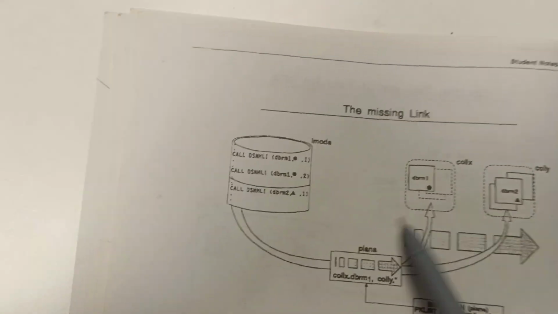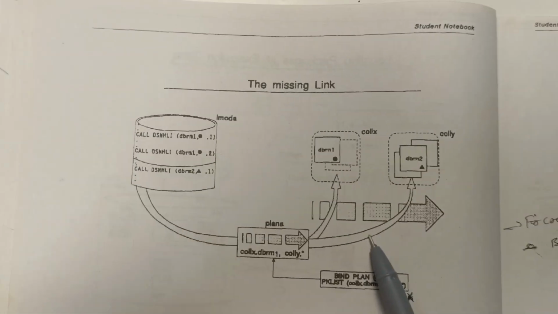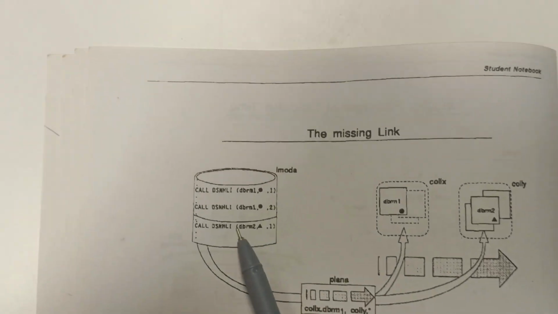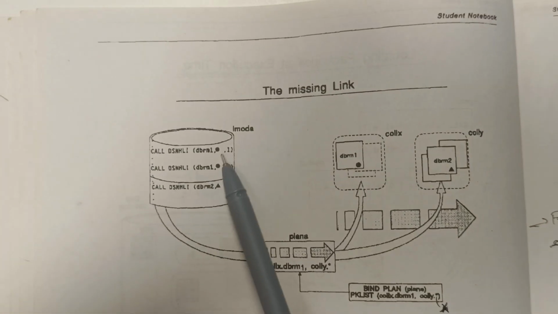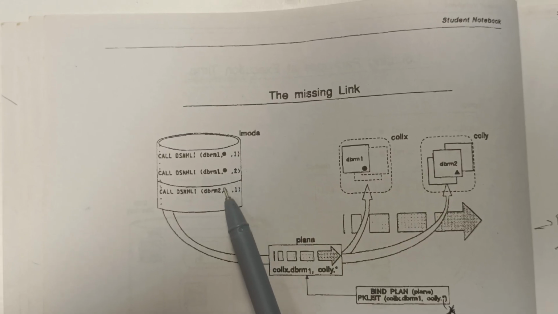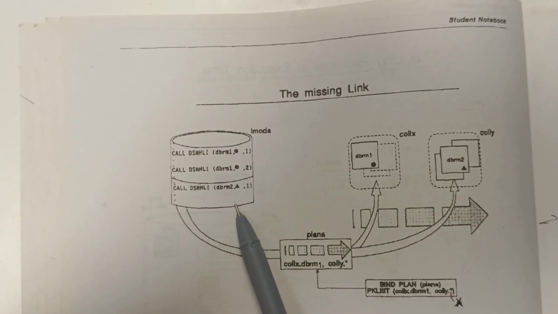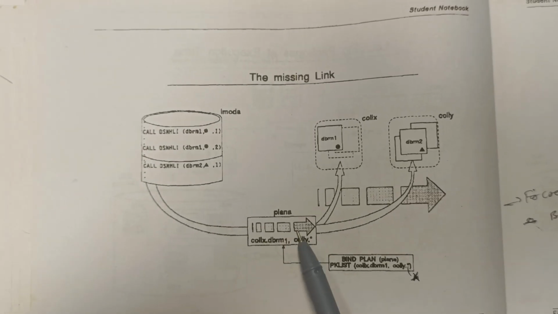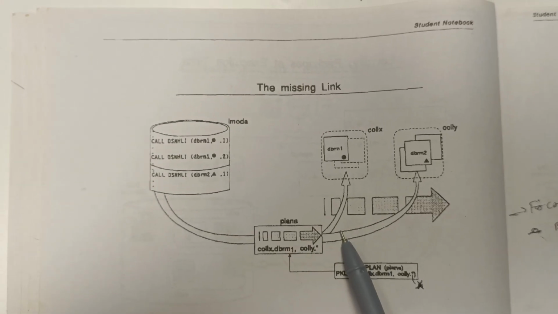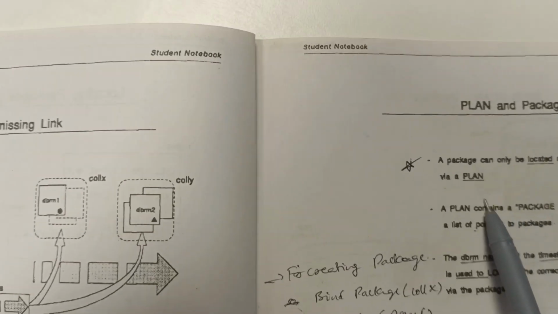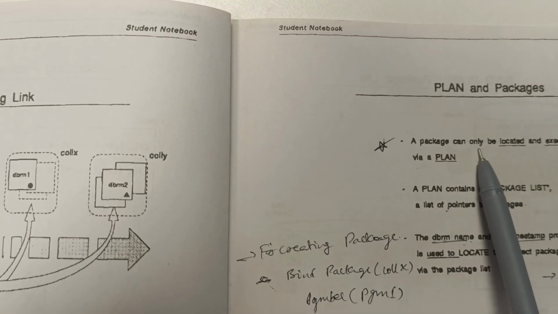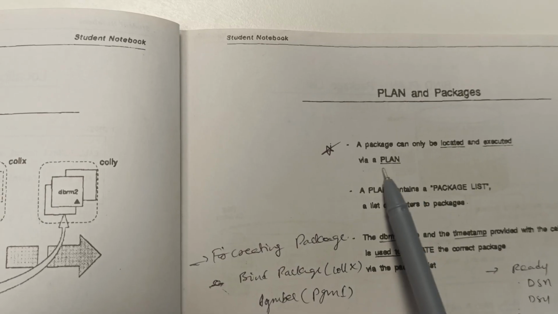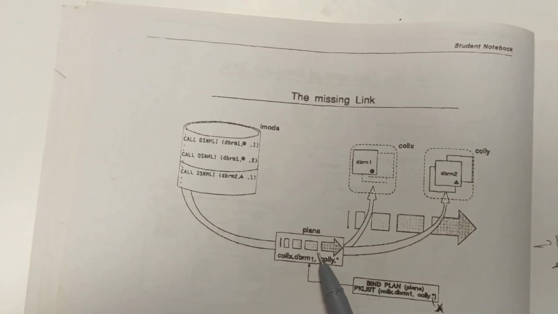Here is the missing link: we have to create a plan here. Previously we saw two different timestamps, for DBRM1 only and DBRM2 having a different timestamp. We have to create a plan here to bind the collection, because a plan is nothing but a package that can be located and executed via the plan. That's why we have created a plan here.